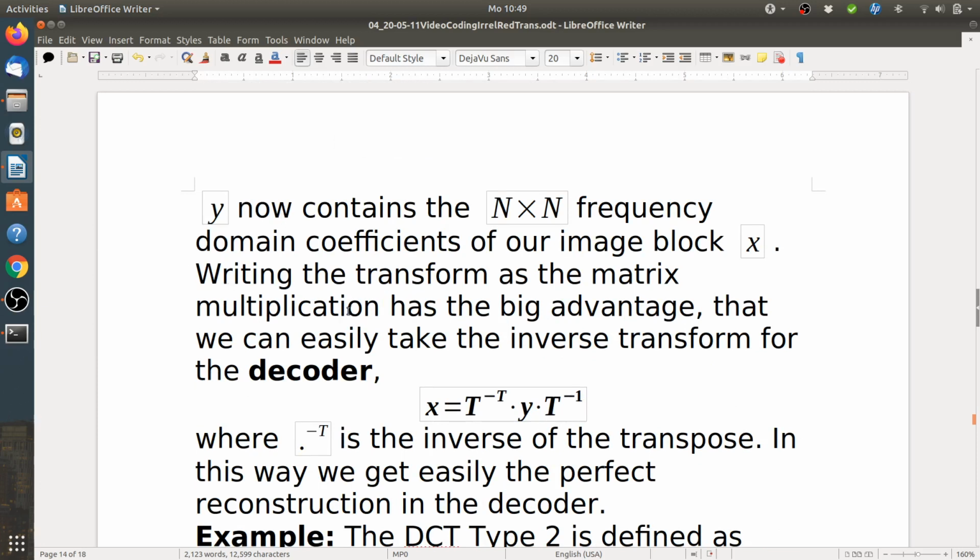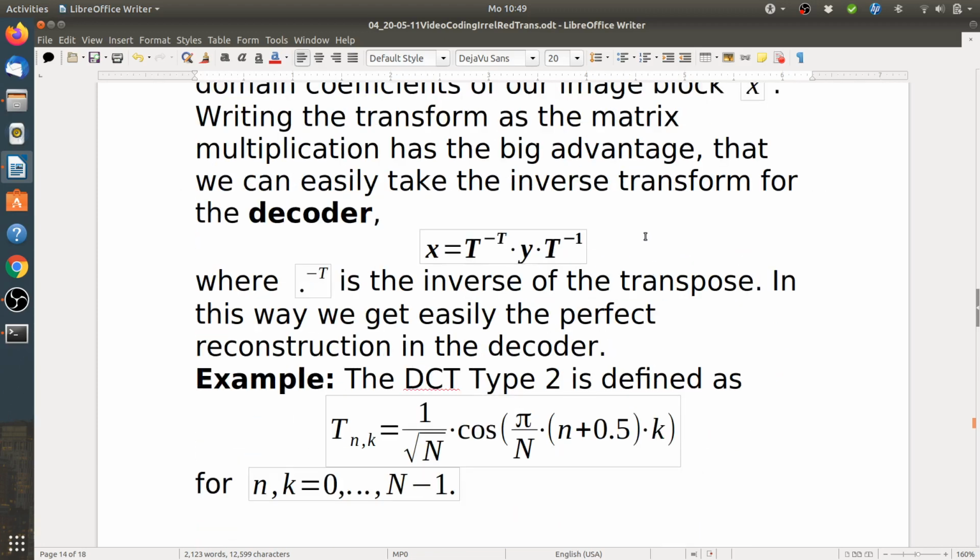Writing the transform as the matrix multiplication has a big advantage that we can easily take the inverse transform for the decoder. Unlike filter banks, where perfect reconstruction is not trivial, here it's really easy. We just apply the inverse transform to each side, or to the rows and columns, and we get the original back. So here you can see it. This is basically what the decoder is doing. And minus T means inverse of the transpose. In this way we easily get the perfect reconstruction in the decoder.